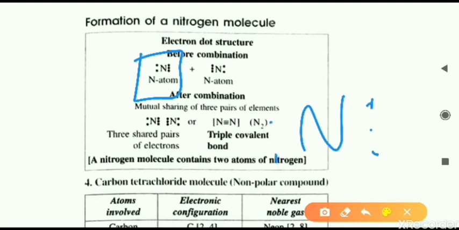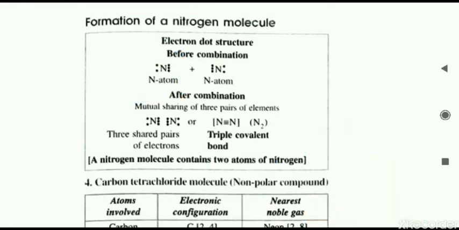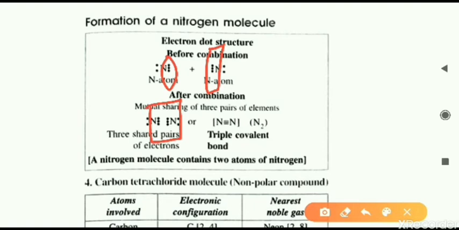You might be thinking why I have drawn 3 here, because 3 electrons are sharing. That is why, for suitability, we have drawn this. So in these electron pairs, you can see 3 electrons from one nitrogen atom are being provided for sharing. Similarly, 3 electrons from the other side are provided for sharing. As a result of this sharing, you can see 3 electron pairs have formed.